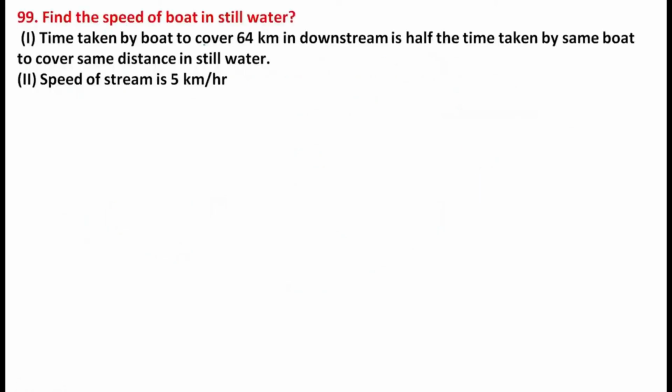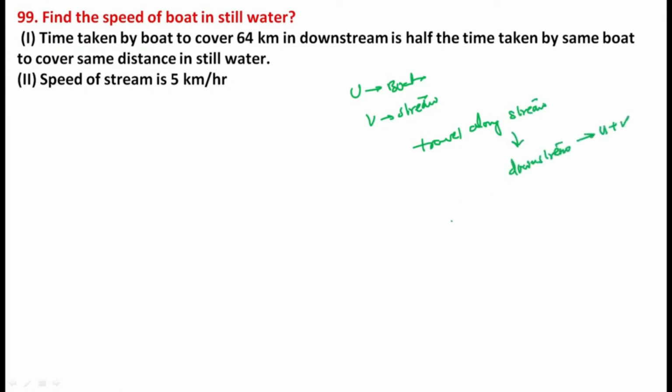Next one, find the speed of boat in still water. So still water means U is the boat speed, V is the stream speed. Travel along the stream, the downstream, is U plus V. Travel against the stream, the upstream, is U minus V. This is the concept. If you know this concept, you can solve this question, guys.